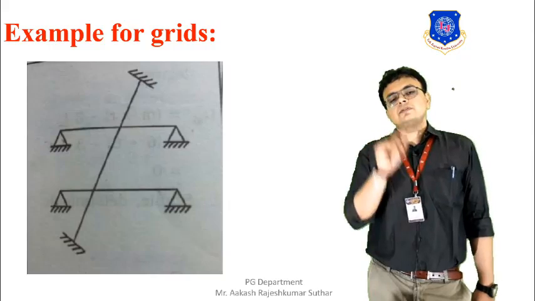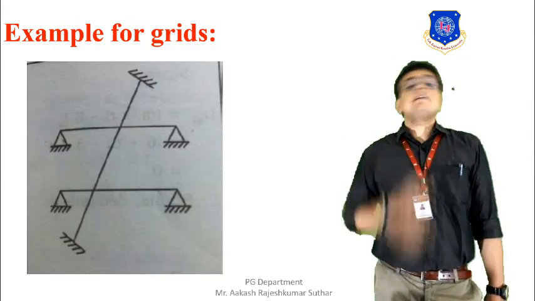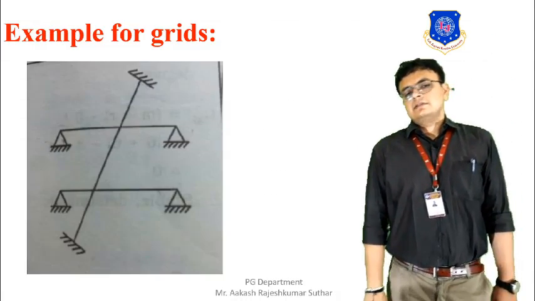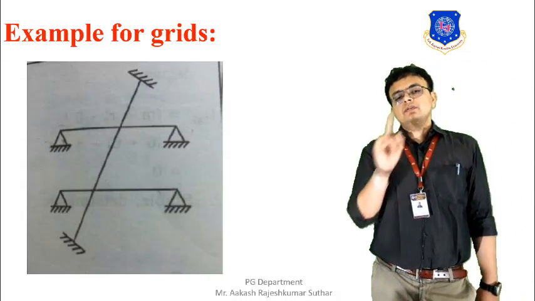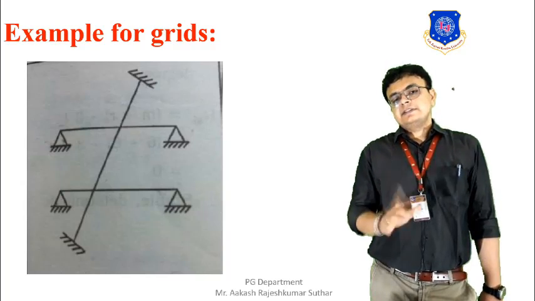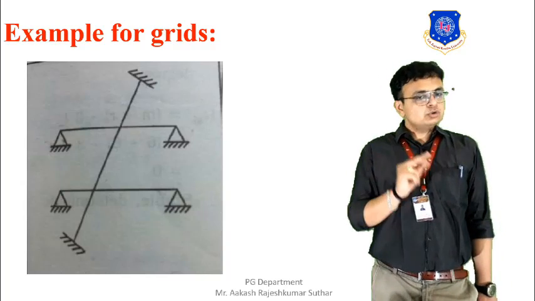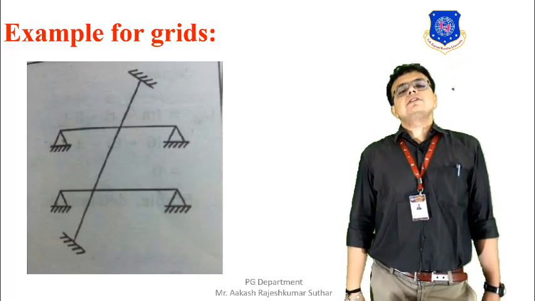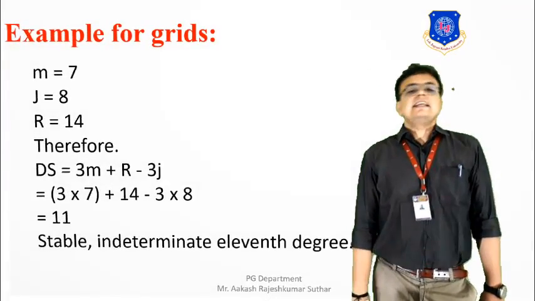1, 2, 3, 4, 5, 6, 7. Total 7 members are there. And the joints are basically 1, 2, 3, 4, 5, 6, 7 and 8. 6 are the supports and the 2 joints are of the intersection joint. So cumulatively we have the total number of joints equal to 8.